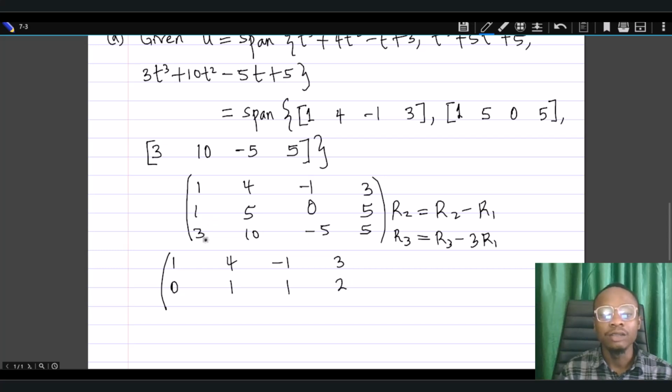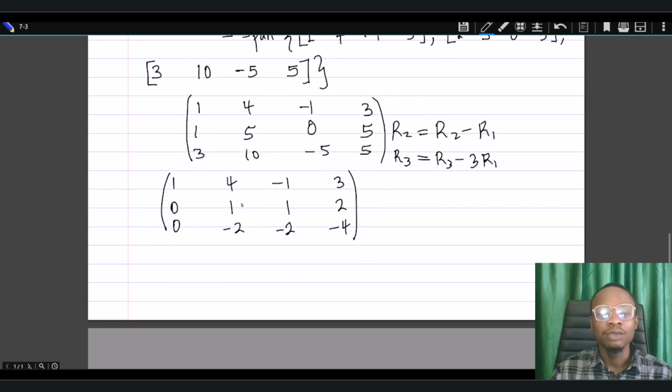Then the third row: we have 3 minus 3 multiplying 1, that is 0. 10 minus 3 multiplying 4; 3 multiplying 4 is 12, so 10 minus 12 is minus 2. Minus 5 minus 3 multiplying minus 1, that is minus 5 plus 3, that is minus 2. Then we have 5 minus 3 multiplying 3; 3 multiplying 3 is 9, so 5 minus 9 is minus 4. And that is all we have for this portion.